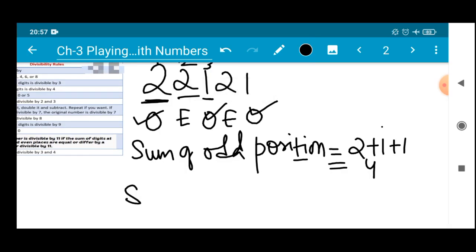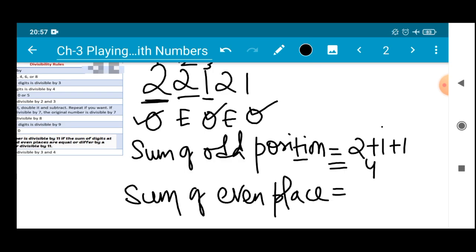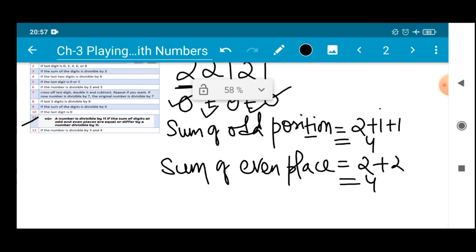Now we will add the numbers in the even places. So what are the numbers in the even places? 2 and 2, that is 2 plus 2. It is 4. Now another important thing we have to do is subtract these two sums, that is the odd position sum and the even position sum. When we subtract these, we will get 0.